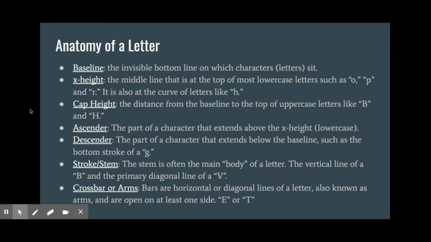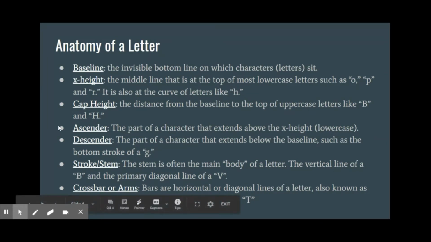Then we have the stroke or the stem. The stem is often the main body of the letter. It's its support, its spine. So if you think of letters as parts of the body, then some of this will help make sense. So the stroke or the stem is like the spine of the letter, and it is the vertical line of the letter B, or can be the primary diagonal line of the V, so primary being the first. So the first line of the V is the stroke of that letter, okay?